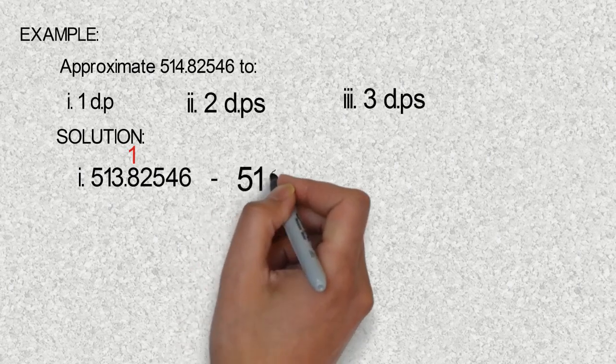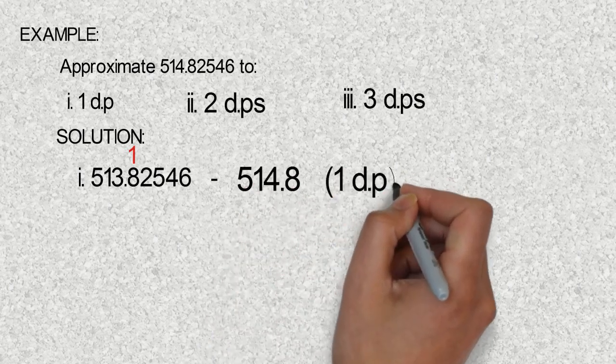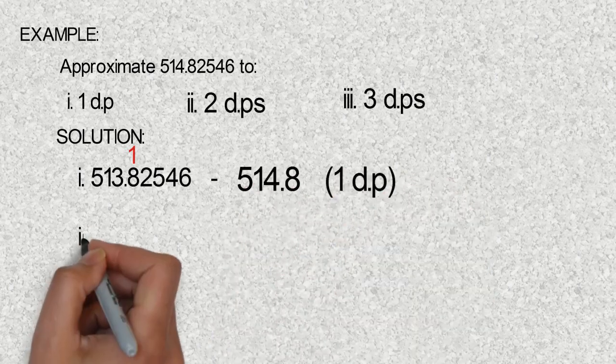514.82546. How do we do this? Say to 1 decimal place, and I said you start counting from the decimal point to your right. So to 1 decimal place now we are considering 8. 8 is the first decimal place, and the next number to 8 is 2. So what do we do to 2? We round down because it is between 1 and 4. So we round down to 0. So our answer will be 514.8 to 1 decimal place.